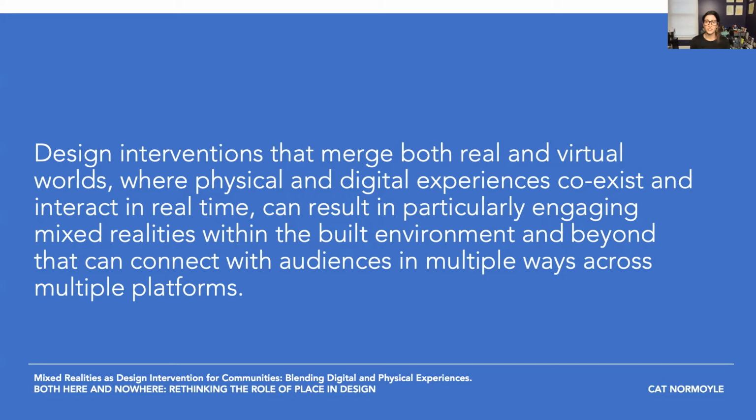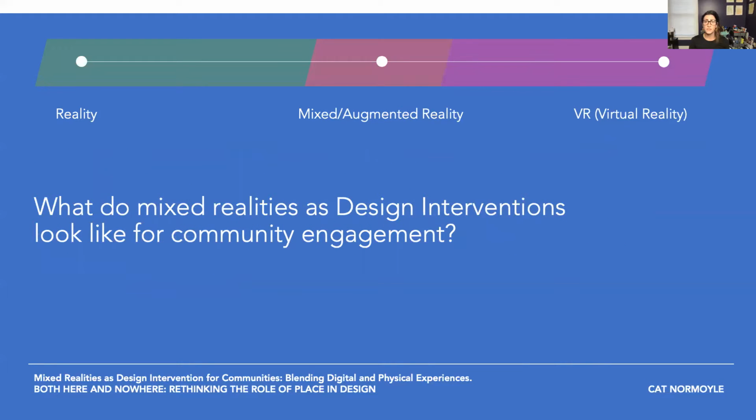Designed community interventions are really meant to foster engagement and encourage interaction for communities and citizens through the activation of spaces and the built environment. If deemed successful, this contributes to creating a stronger sense of place. Design interventions that merge both real and virtual worlds, where physical and digital experiences coexist and interact in real time, can result in particularly engaging mixed realities within the built environment and beyond that can connect with audiences in multiple ways across multiple platforms. But what do mixed realities as design interventions look like for communities?